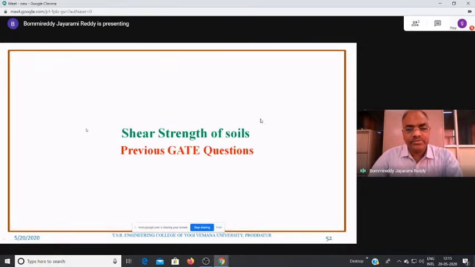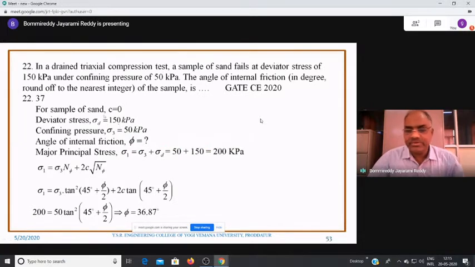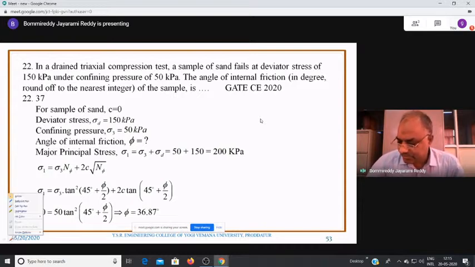So let's go to GATE questions, previous examination questions. So look at here, it is a very recent question from GATE 2020, and look at 2020.